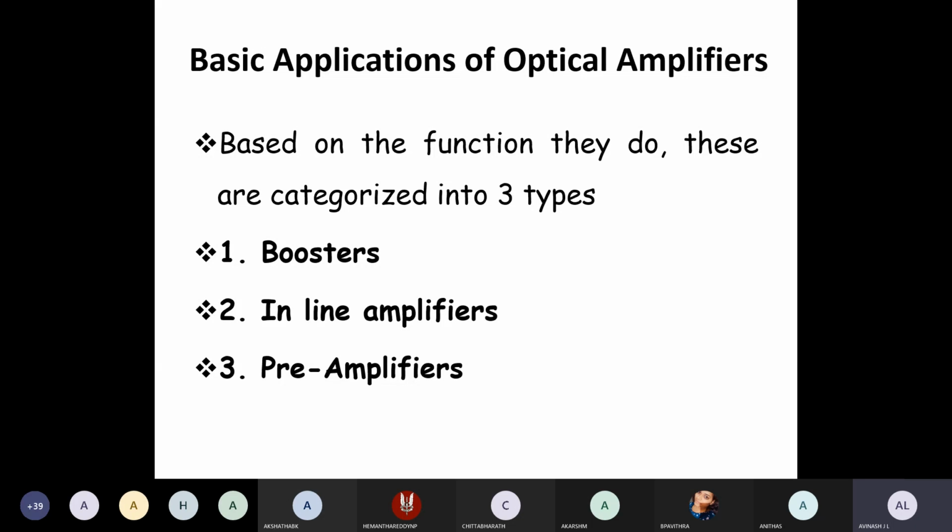Now please take down all three categories, all of you. Once you have taken all three categories, we can see the next one, one by one in detail. First make a note of this: basic applications of optical amplifiers. Based on the function, what they do, these are categorized into three types. The first one is boosters. The second one is inline amplifiers. The third one is pre-amplifiers.